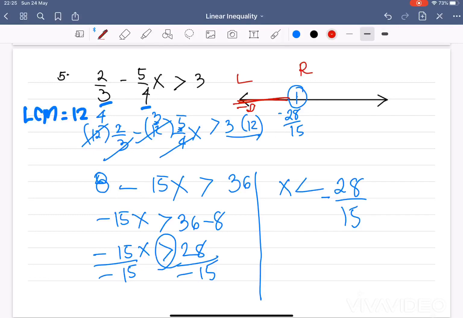To write that in interval notation, we have negative infinity to negative 28 over 15, not included, so it's a parenthesis. That's all for today.